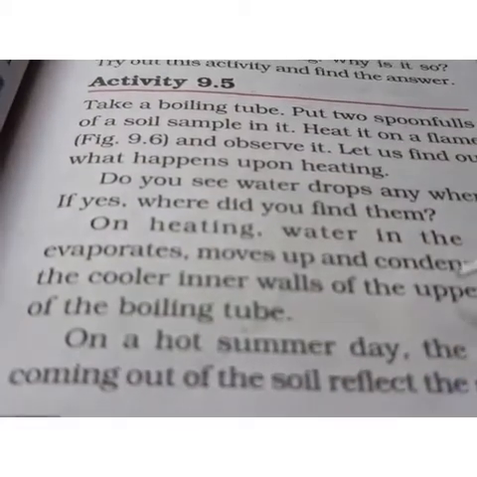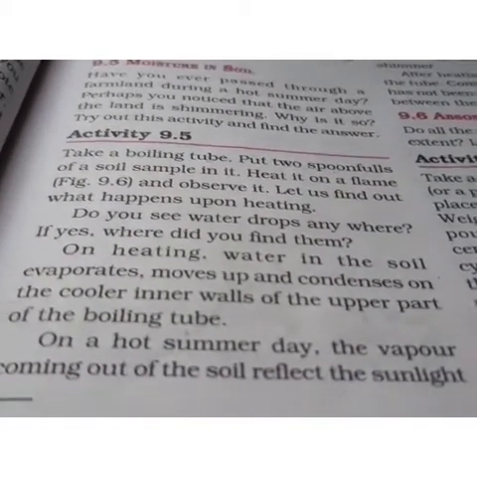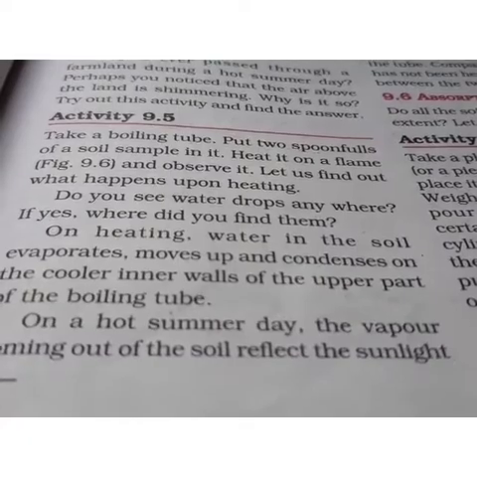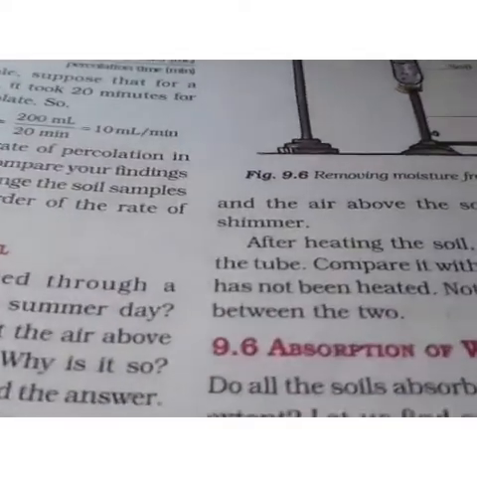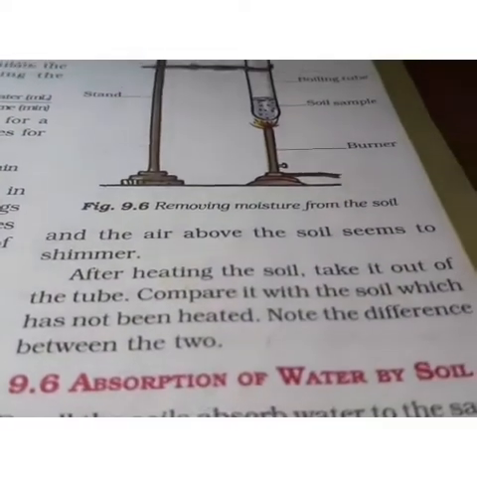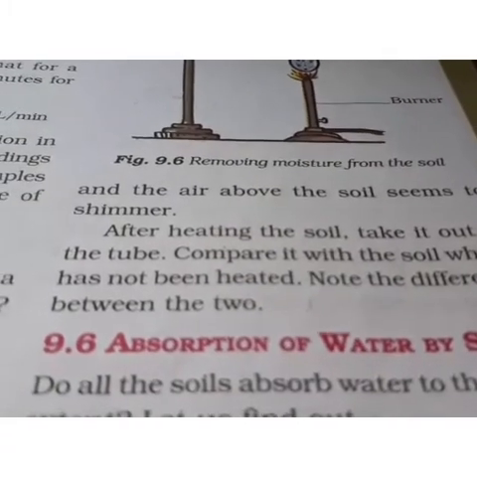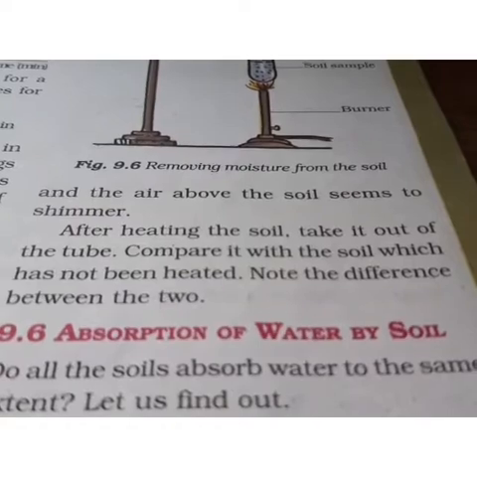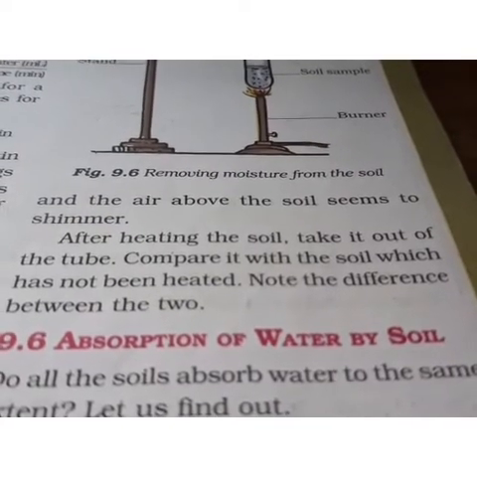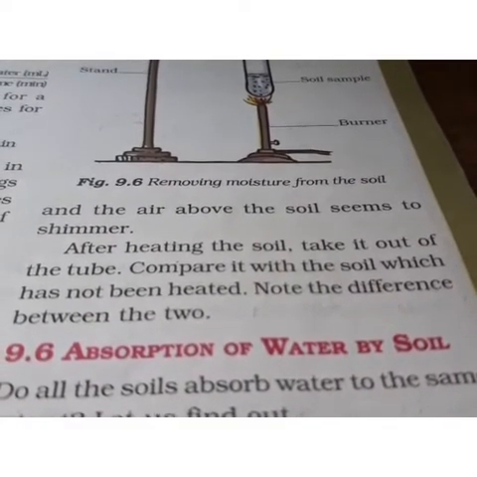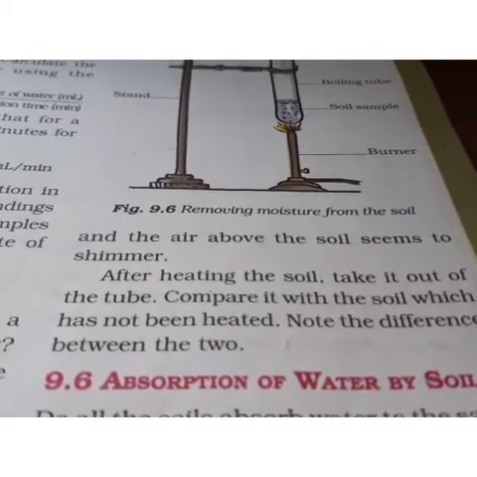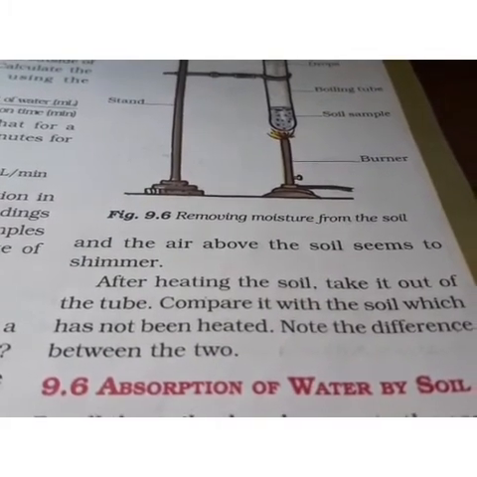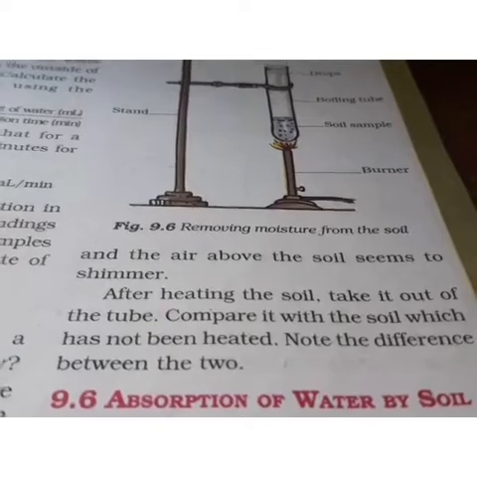On a hot summer day, the vapor coming out of the soil reflects the sunlight and the air above the soil seems to shimmer. After heating the soil, take it out of the tube, compare it with the soil which has not been heated, and note the difference between the two. Now you have to take out the soil that has been heated and the one which has not been heated.